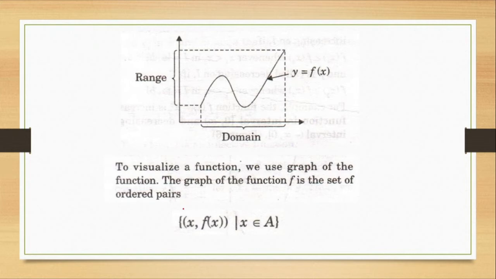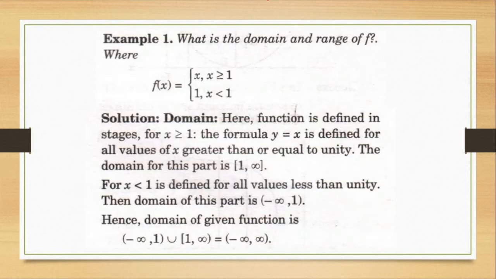set of ordered pairs, यानी x comma f of x as x belongs to A, right? So now we have an example. What is the domain and range of f where f of x is defined as x for x greater than or equal to 1 and 1 for x less than 1. So domain here, the function is defined for x greater than or equal to 1.